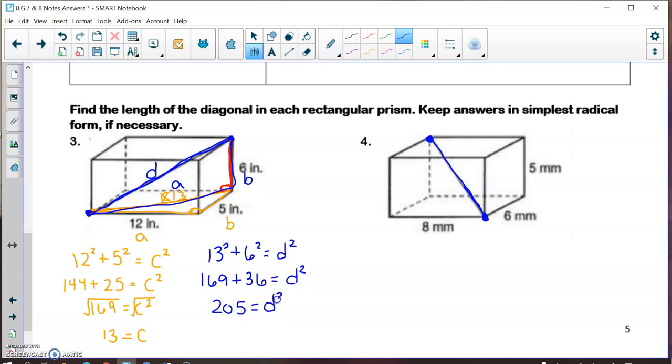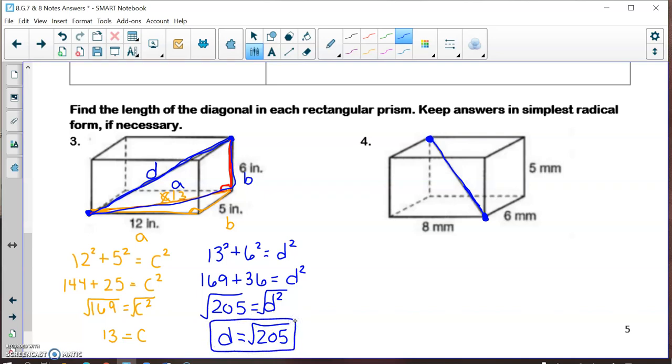We want to write our answer in simplest radical form. And actually, I believe that 205 does not have any perfect square factors. So we would just leave it as the square root of 205. That's your answer.